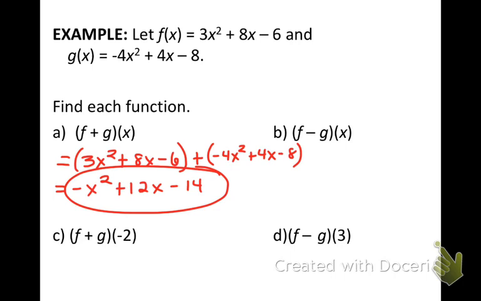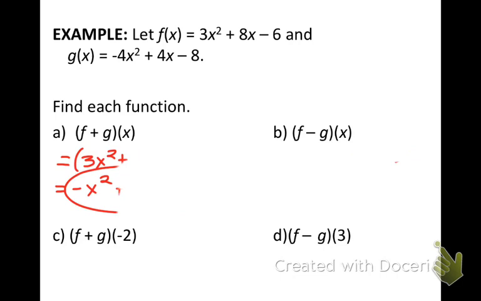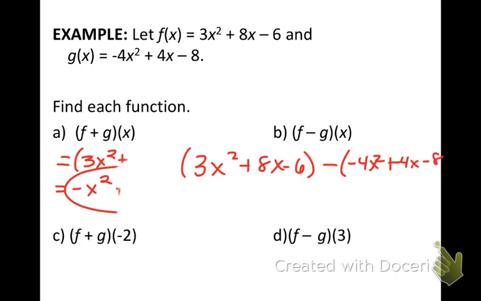Not too crazy. That looked really complicated at first, but it's not. It's just exactly what you guys were doing, right? So for b, we're going to take our f function and subtract from it our g function. So I'm going to do 3x squared plus 8x minus 6 and subtract from it, and I'm going to move over this way, give myself some space. 3x squared plus 8x minus 6, subtract negative 4x squared plus 4x minus 8.